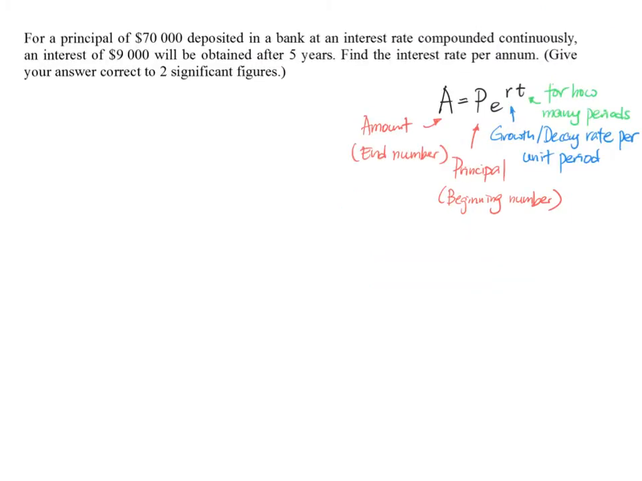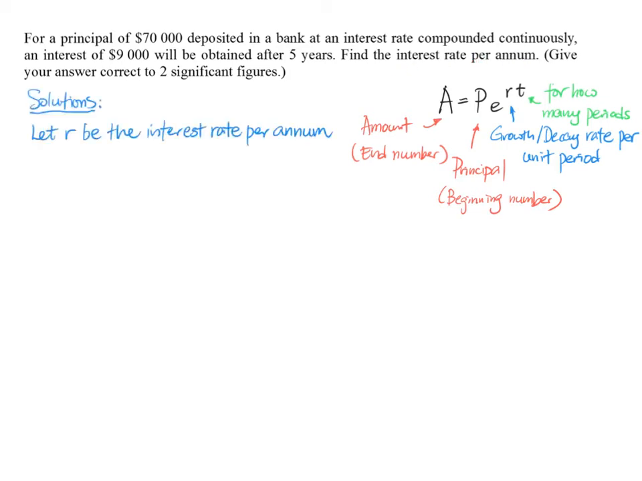So let's take compound interest as a start. So I have a principal, that is P, $70,000, at an interest rate compounded continuously. An interest of $9,000 will be obtained after 5 years. So 5 years would be the T. So find the interest rate per annum.